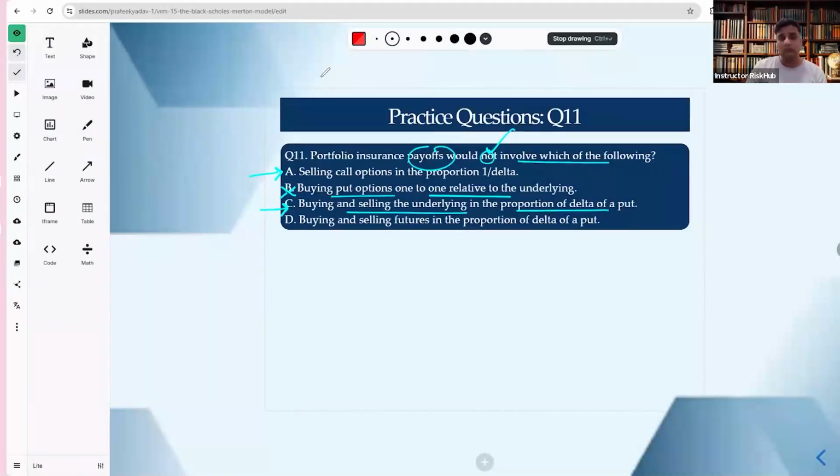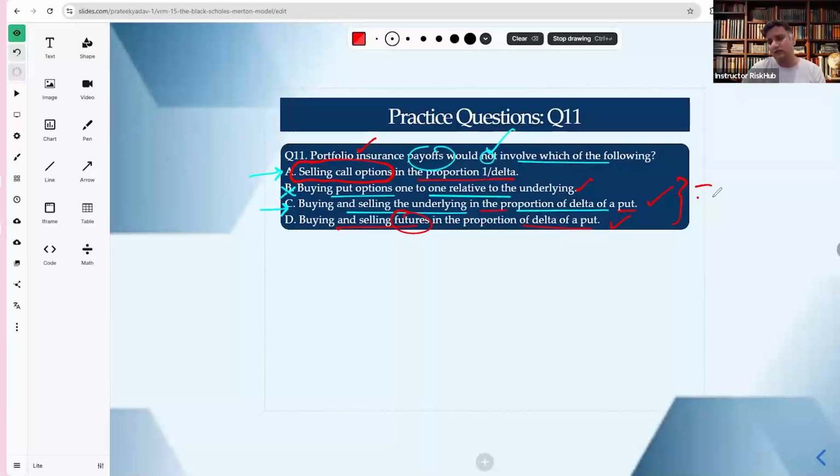here was, see this strategy, selling call options, this is part of delta neutral hedging, in the proportion 1 by delta. So this is delta neutral. This is not portfolio insurance. Portfolio insurance is insuring the portfolio. So you are buying and selling underlying in the delta of a put, that is insurance. Buying and selling futures and underlying are same in the delta of a put. That's also insurance. And buying put option, that is also insurance. So these three are insurance strategies.